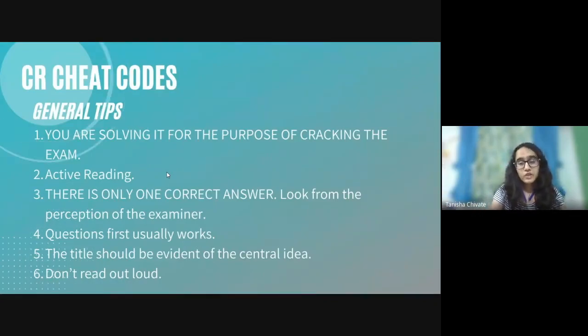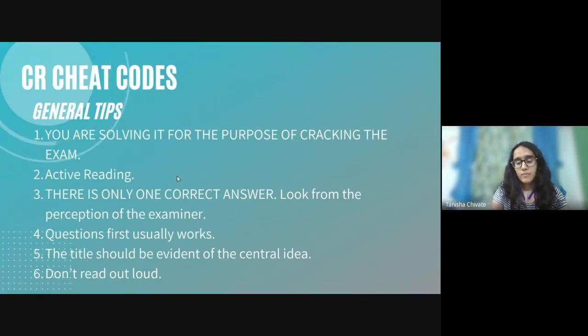So if you look at it that way and read it for the purpose that, okay, I want to crack this exam, I'm going to read this passage and I have to answer 5 questions and I want 5 marks, read it with that mindset. If you change your mindset, believe me, you will start zoning out less and you will increase your accuracy in critical reasoning.